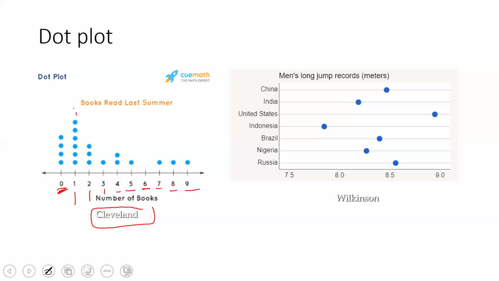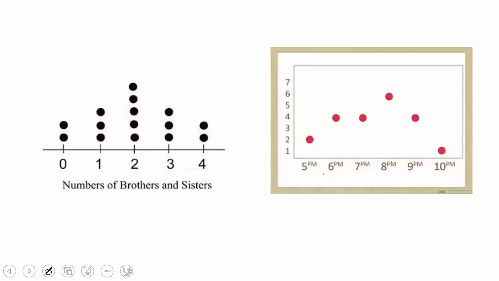And from here we can say that in the long jump, the United States has the highest distance of 9 points, whatever meter or unit we are using, while Indonesia has the lowest, maybe 7.9 or 7.8 thereabout. So this is Wilkinson. It's another method for you to summarize and organize your data.